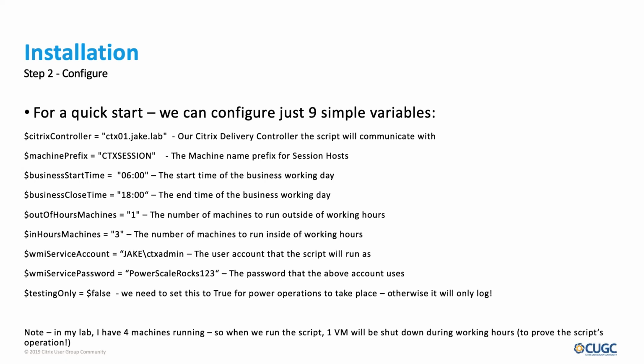You can see I've configured the next 2 variables as well, the out of hours machines and the in hours machines. In my lab, I've only got 4 machines running. So what I'm saying here is that outside of 6 a.m. to 6 p.m. I only want 1 machine running, and in hours I'd like 3 machines running, and the script will scale that up or down based on the time.